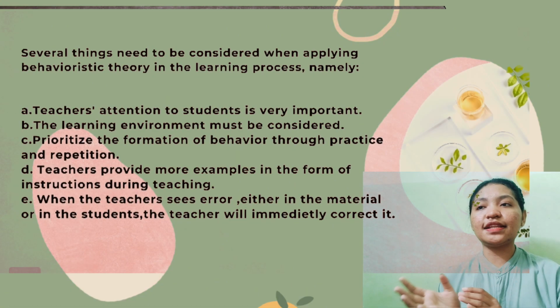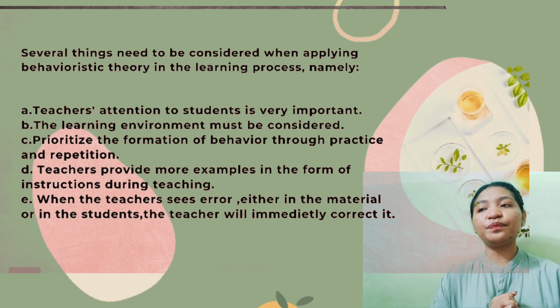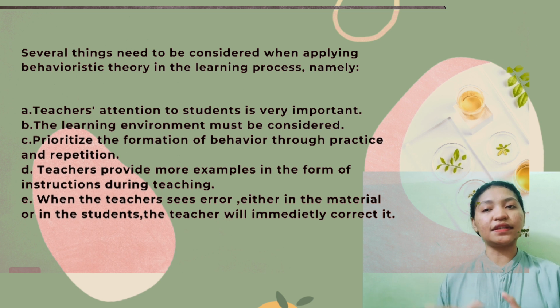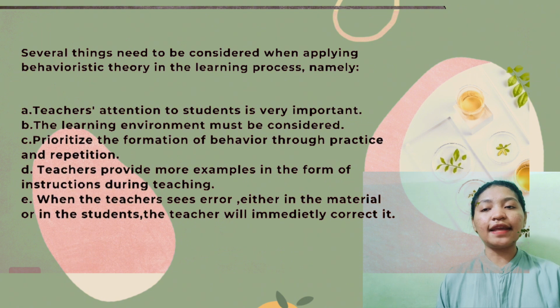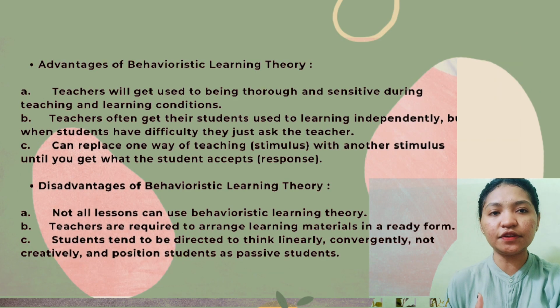Next, several things need to be considered when applying behavioristic theory in the learning process. Namely, for point A, teachers' attention to students is very important. Point B, the learning environment must be considered. Point C, prioritize the formation of behavior through practice and repetition. Point D, teachers provide more examples in the form of instructions during teaching. And the last point is, when the teacher sees an error, either in material or in students, the teacher will immediately correct it.